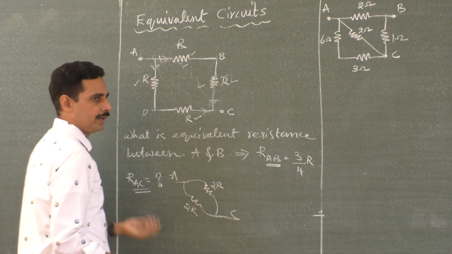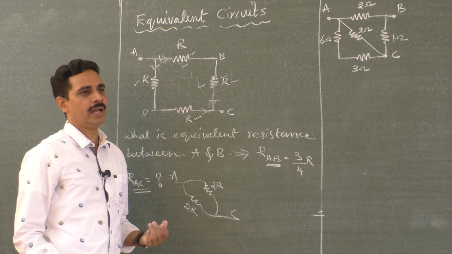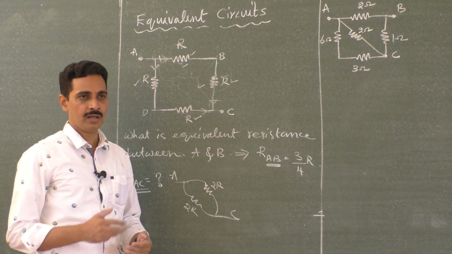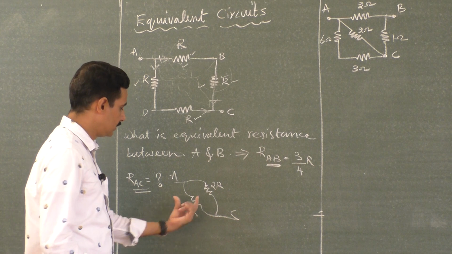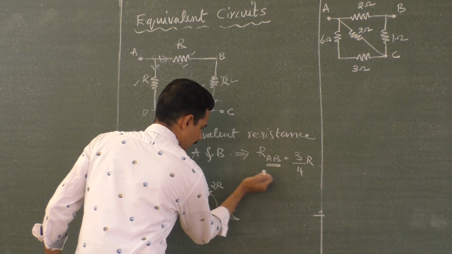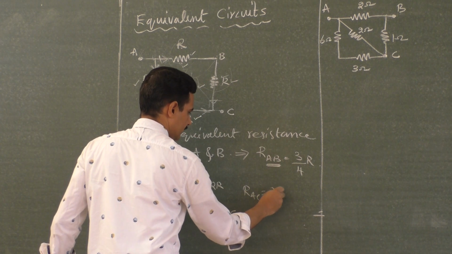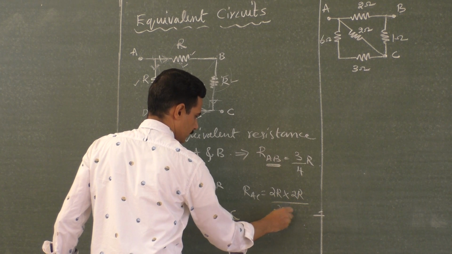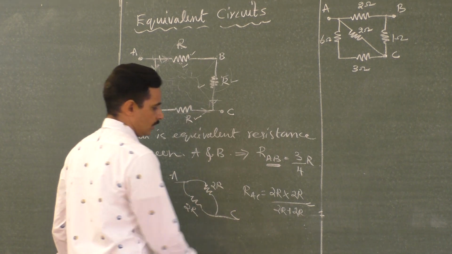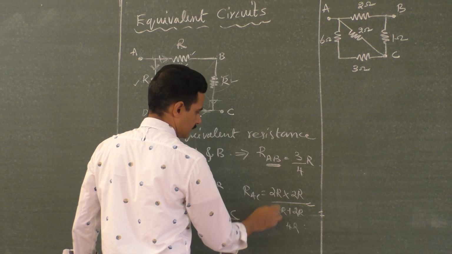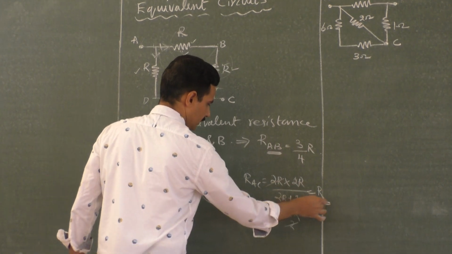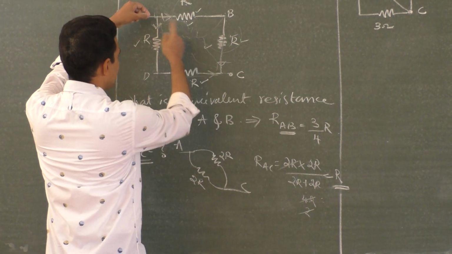2R parallel to R. Remember, if N equal resistances R are in parallel, then the result is R by N. 3 R's in parallel, R by 3. 5 R's in parallel, R by 5. 2 R's in parallel, R by 2. Or you apply this formula. So we want the resistance between A and C: 2R into R, divided by 2R plus R. You must be able to do this a little bit faster later. So between A and C, the answer is R.